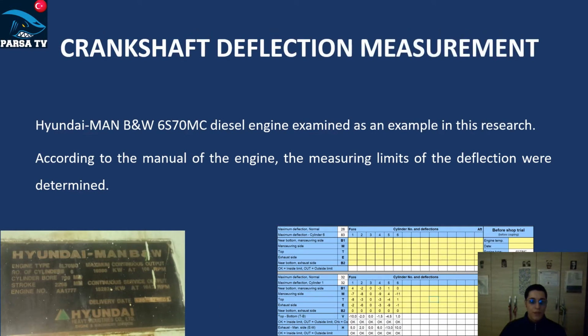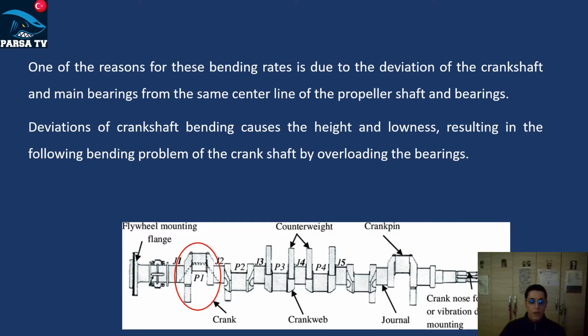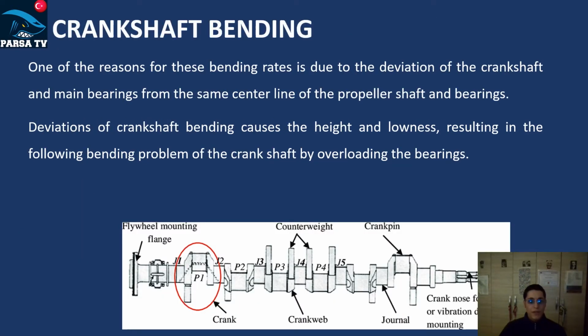Hyundai MAN B&W 6S17MC diesel engine is examined as an example in this research. According to the manual of the engine, the measuring limits of the deflection were determined. One of the reasons for these bending rates is the deviation of the crankshaft and main bearings from the same center line of the propeller shaft. Deviations of crankshaft bending cause height and lowness, resulting in a bending problem of the crankshaft by overloading the bearings. So in this picture, you can see the crankshaft below.